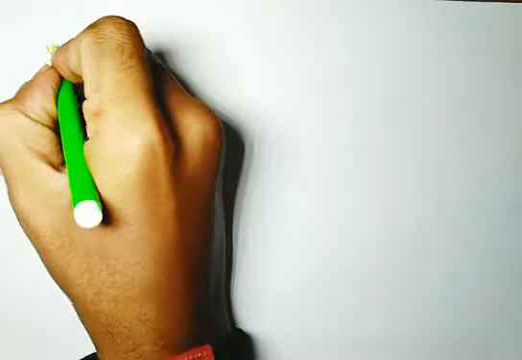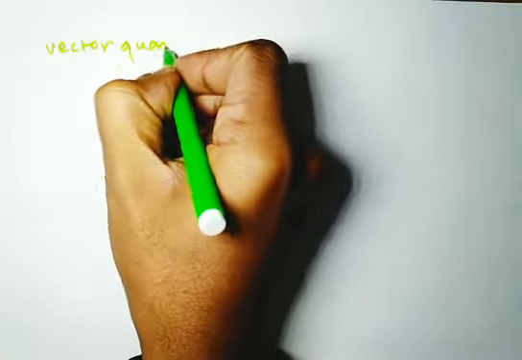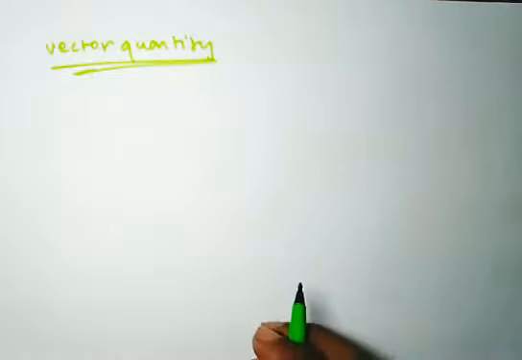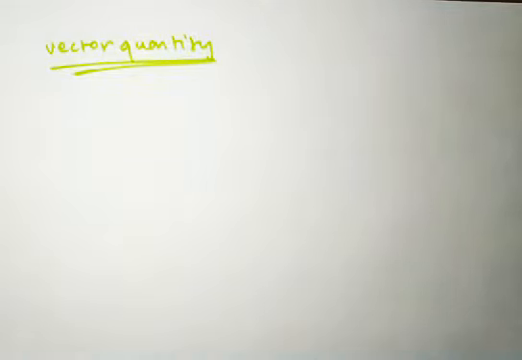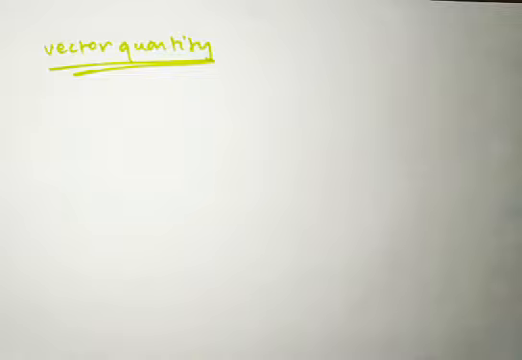So let's write the topic first. Vector quantity. So why do we need a vector quantity? In dimension for a moving particle, a plus or minus sign, or we can say positive or negative sign, is no longer enough. Therefore we use a vector.